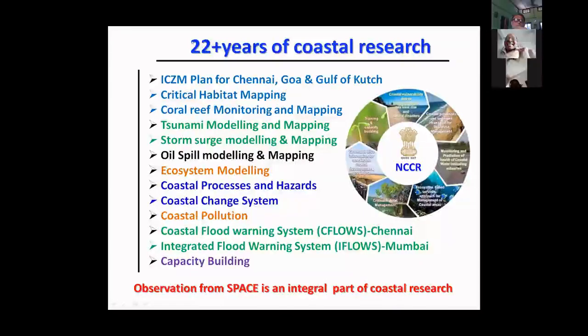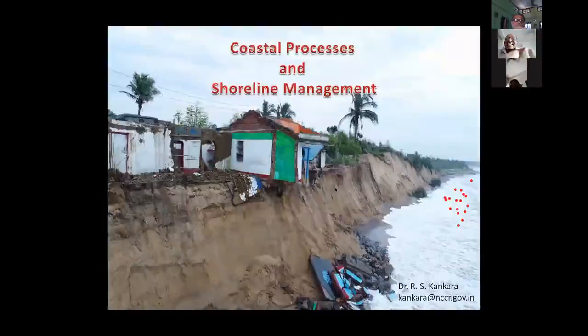We are not new. We are almost a 22 year old organization, where we started our ICZM plan in Chennai, Goa and the Gulf of Kutch, which is called the Integrated Coastal Zone Management Plan. Critical habitat mapping, which we did 20 years back, coral reef monitoring, tsunami modeling, storm surge, oil spill, ecosystem modeling, coastal processes and hazards, coastal change, coastal pollution. Recently, in the last 2-3 years, after the 2015 Chennai flood, we went into the coastal areas to develop a flood warning system. A coastal flood warning system was developed for Chennai, and just last week one was developed for Mumbai, called the integrated flood warning system.